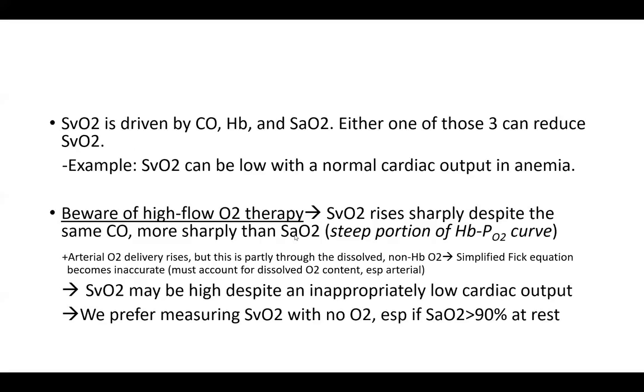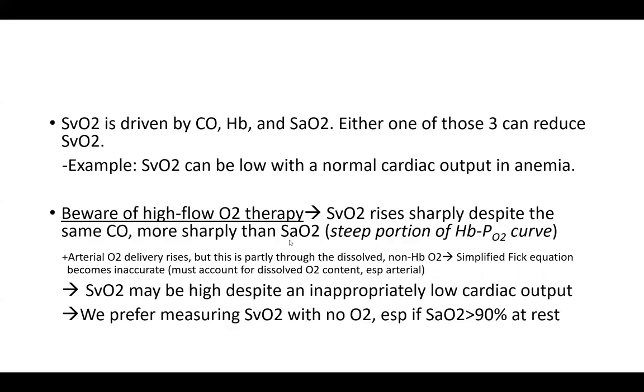Let's say without oxygen, this patient's mixed venous O2 is 45, you give him high flow oxygen, for the same cardiac output, that mixed venous O2 may go up to 55%, even though the cardiac output has not changed. Now, to some degree, that still correlates with the fact that the tissues are getting more oxygen. So in that regard, it is still appropriate to a degree, it tells you the tissues are getting better oxygenation, but it does not correlate at all with cardiac output anymore.